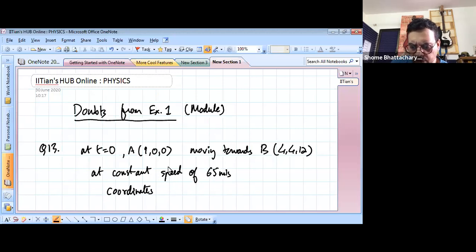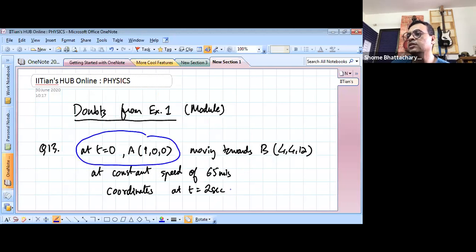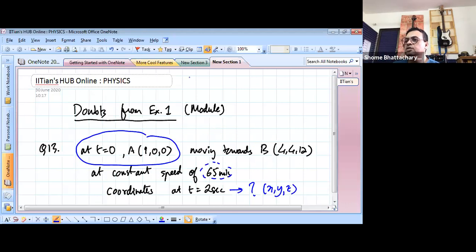So we have to find the coordinates of the particle at t equal to 2 seconds. Okay. So t equal to 0 पे particle कहाँ पे है? यहाँ पे. और t equal to 2 पे we have to find out कि उसके coordinates x, y, z क्या है. Okay. So this is more of a kinematics type of question where we know that the constant speed is 65 meters per second. Also we know that it is moving from A towards B. Okay. So यहाँ पे what is the concept we will apply? We will apply the concept of displacement.